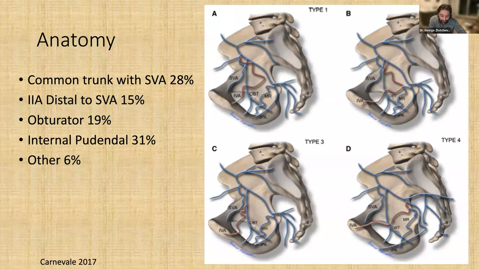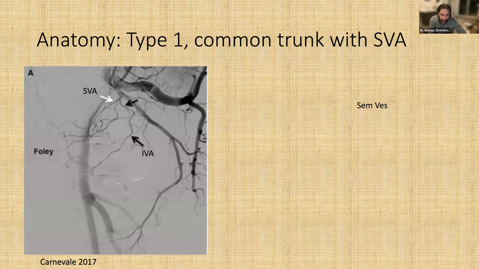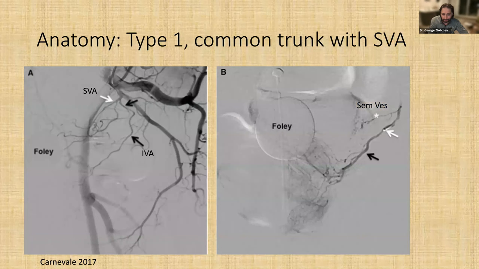So this is an example of a type one, common trunk with the superior vesicular artery. You can see this is more of a trifurcation, because the superior vesicular artery often has two branches. This is the same angiogram with the prostate artery cannulated. You'll often have branches that supply the seminal vesicle. That's nothing to worry about. You can embolize that with impunity.